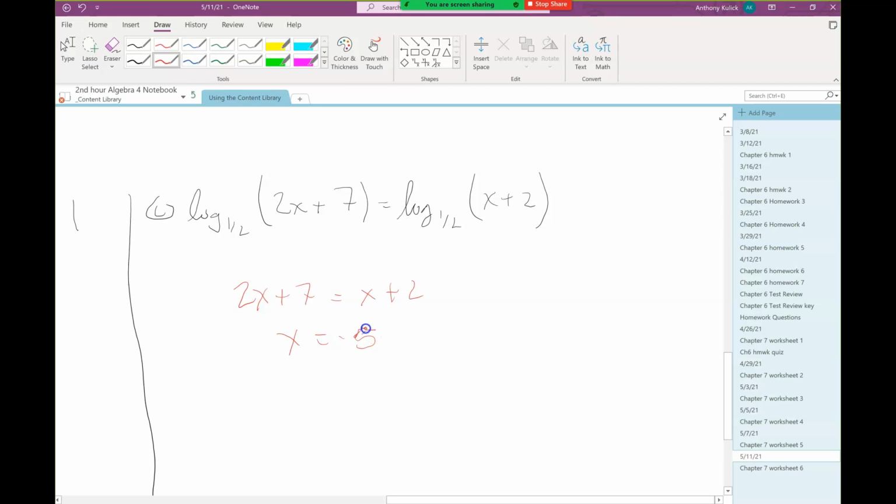I subtract x from both sides, I get x, and I subtract 7 from both sides, I get -5, so x equals -5. If I go back and check that, though, 2 times -5 is -10, plus 7 is -3. Uh-oh! So I threw out my only answer, so what I write is no solution.